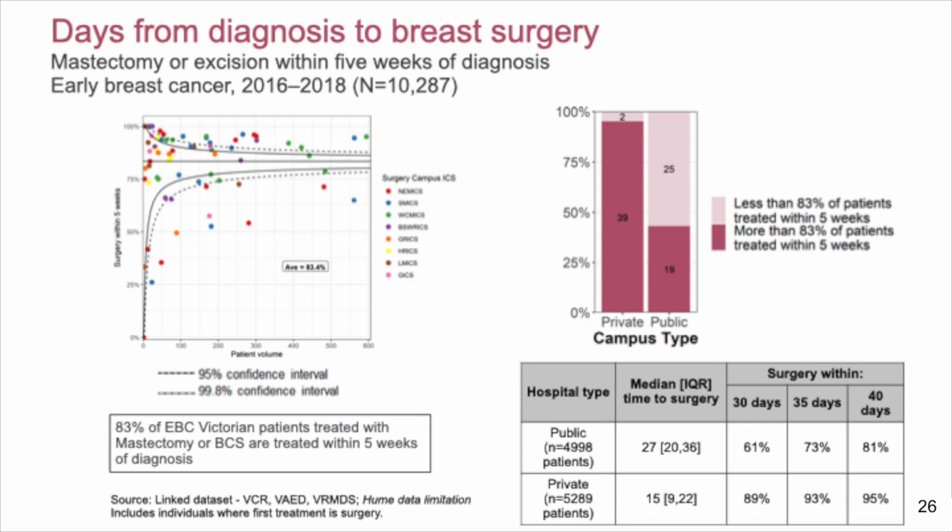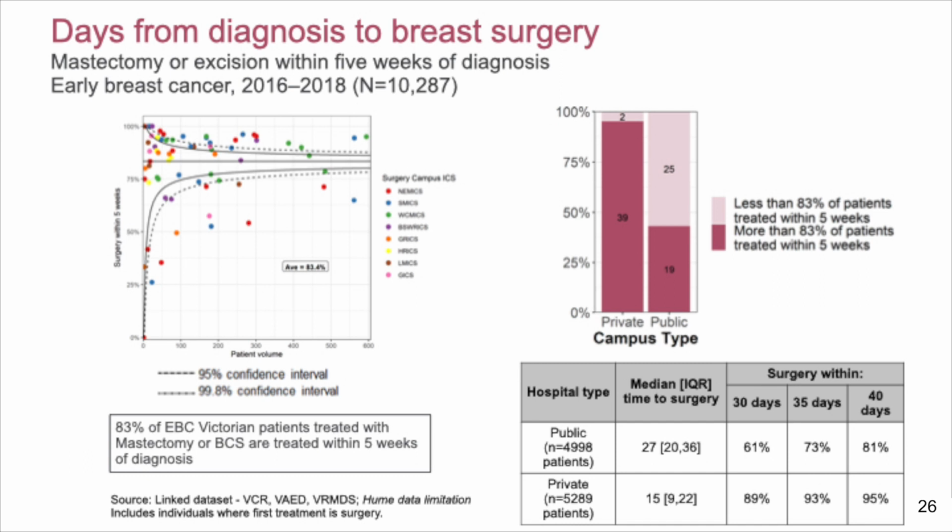What we're seeing here has actually been modified in keeping with the new optimal care plan data. We know that the vast majority of patients who are having surgery as their first therapeutic intervention will be treated within 5 weeks of their diagnosis. But you can see on the graph that we're looking at very different performance when we look at private hospitals versus public hospitals.